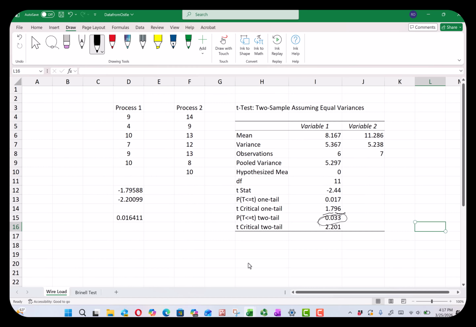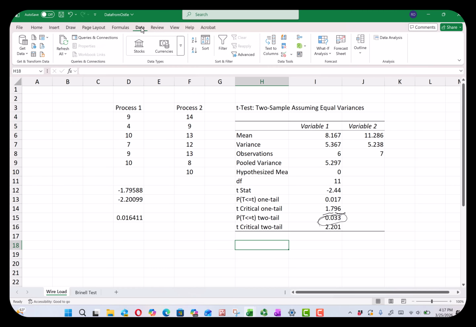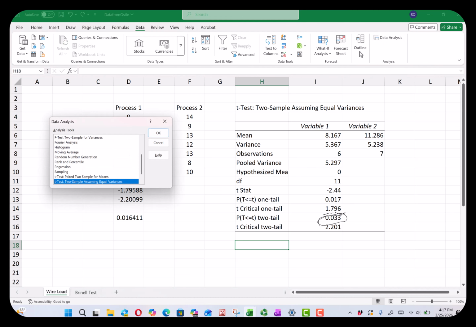We're going to do the same test assuming unequal variances. And the only point of this is to show that there's really no difference between two sample assuming unequal variances and two sample assuming equal variances, except that the unequal variance case will handle more extreme situations. If the two variances are equal, the results will be the same as using the equal variance test. So back to data analysis. Now we want two sample assuming unequal variances.